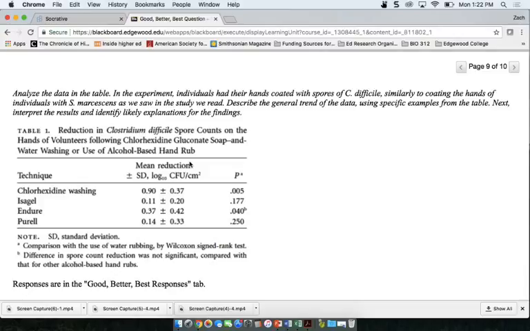Okay, so there are 3 things that I want you to do. This is really a 3-part question. 1, describe the general trend of the data, but then you also need to use some specific examples to support that trend that you've identified. Next, interpret the results. And then the last is identify any likely explanations for the findings. Okay? I'm going to give you 5 minutes. Write down your answers for this one, and then we'll walk through it afterwards.